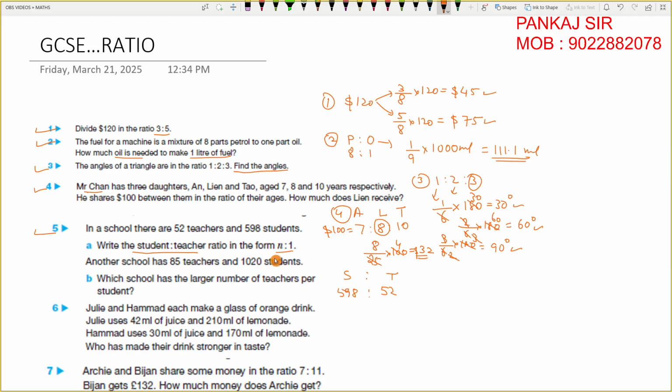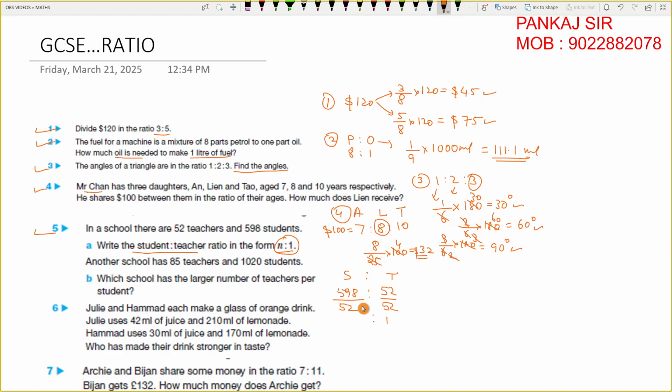But now I want the ratio in this form, n is to 1. So this part I want to be 1. So here I'll divide by 52, and in the same way here also I'll divide by 52. This will make 52 upon 52 as 1. And 598 over 52 should work out to around, is it 11.5?